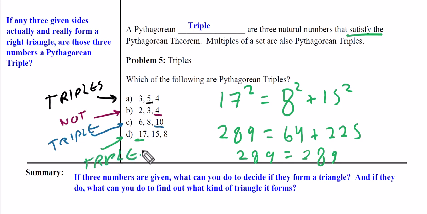For your summary, if three numbers are given, what can you do to decide if they form a triangle? And if they do, what can you do to find out what kind of triangle it forms? Don't get stingy. Do the summary. Do some explaining. Use some words. You need words.